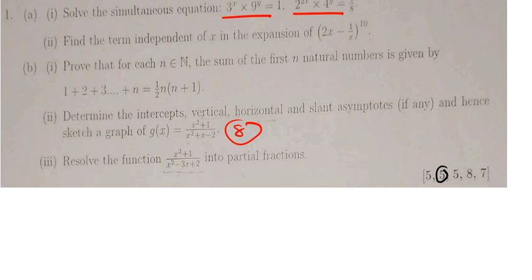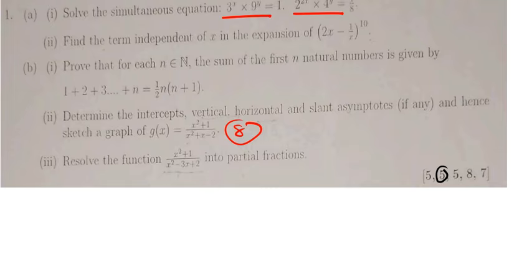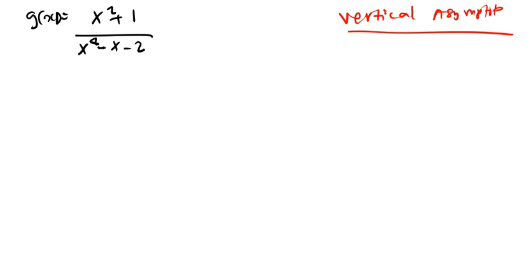Okay? I want you guys to follow me step by step. The first thing is you need to find the vertical, because if you read the question, it says determine the intercept. We need to find the intercept, the vertical asymptote and horizontal asymptote, and also slant asymptote if at all we have, and hence sketch the graph. 8 marks. So to find the vertical asymptote, get what is on the denominator only.